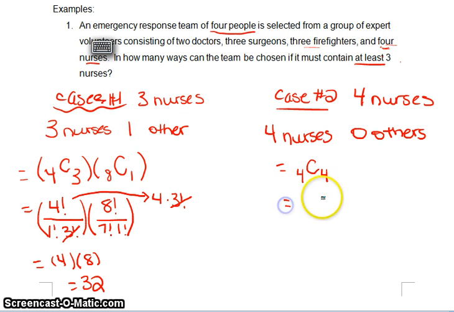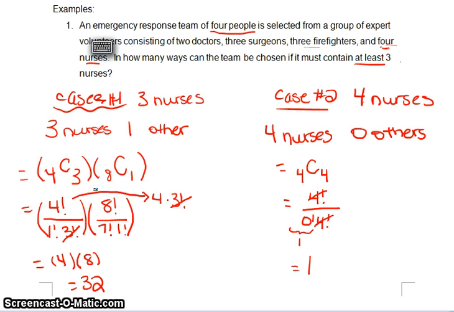Putting this into the formula, we have 4 factorial, divided by n minus r, so 4 minus 4 is 0 factorial, and times 4 factorial, which is r. Looking at this, 4 factorial will cancel out with 4 factorial, and 0 factorial is just 1. So it'd be 1 divided by 1, which is just 1. So there's only one way to choose 4 nurses from 4 nurses, if you couldn't see that yet.